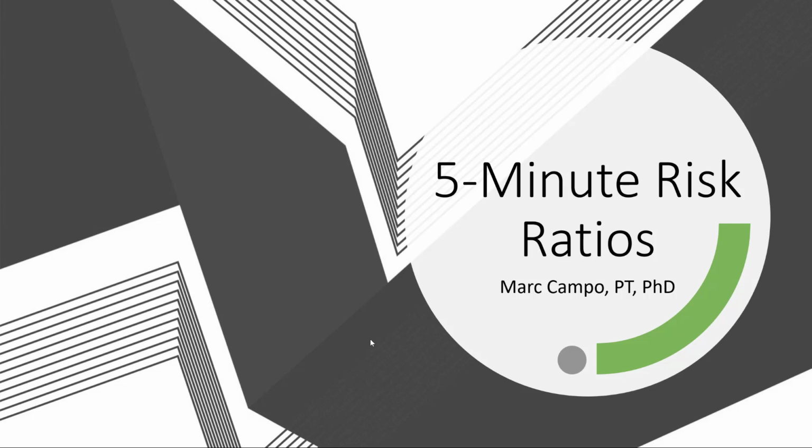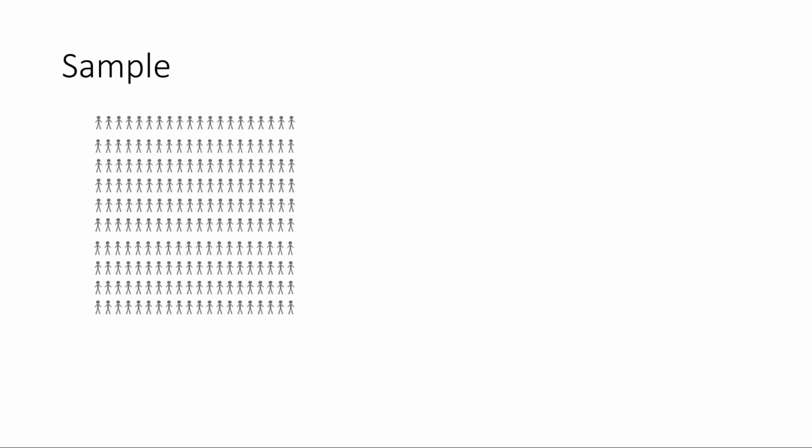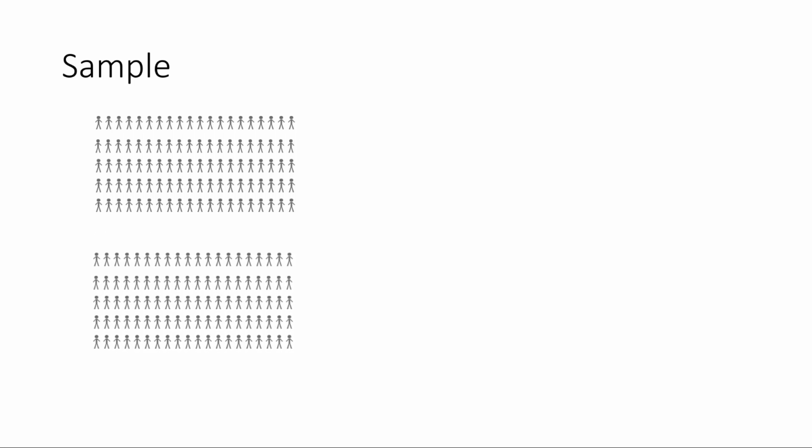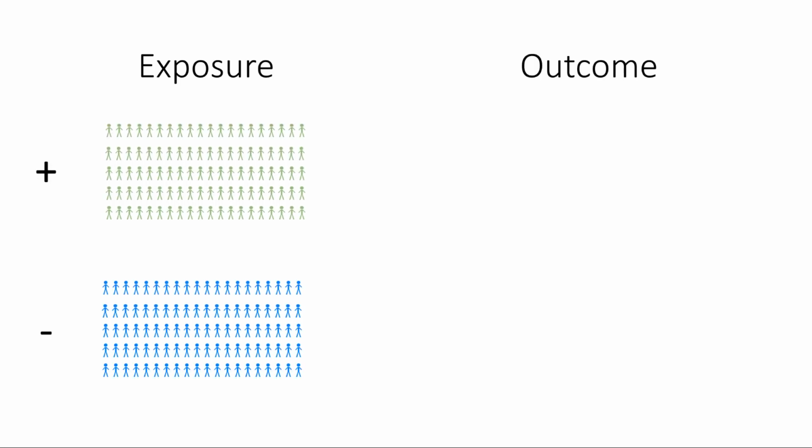5-minute risk ratios. Let's go. Start with a sample from a population. In this case, we have 200 individuals. And we measure exposure in our sample to a particular risk factor. In this sample, we have 100 people who were exposed. That's the exposed group. And we have 100 people who are not exposed, the unexposed group.